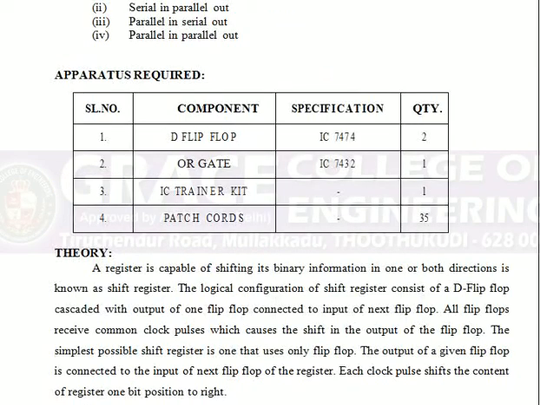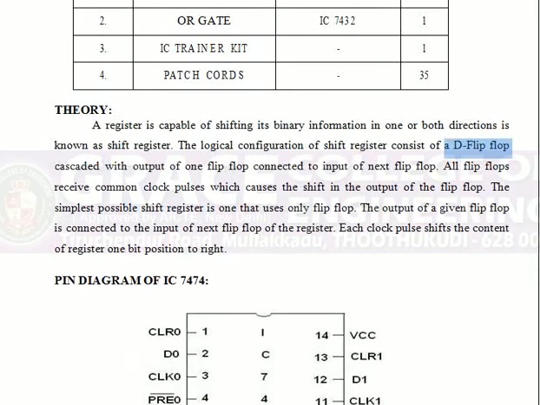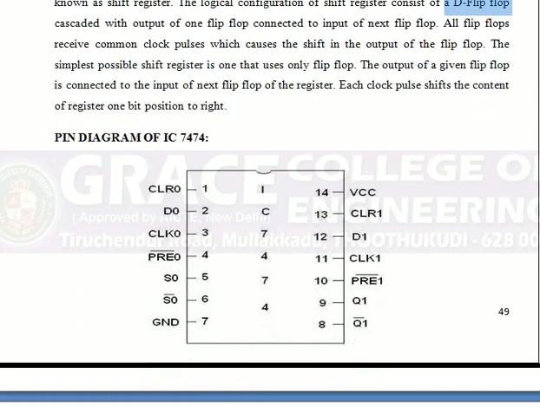What is a shift register? A register capable of shifting its binary information in one or both directions is known as a shift register. Here for shifting we are using the D flip-flop. This is the pin diagram of IC 7474.